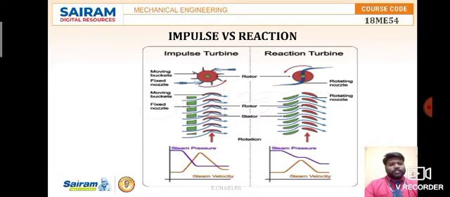Now coming to the pressure and velocity diagram, that graph. Look at the blue line, which shows the pressure. At the entrance of the nozzle, it will be constant.